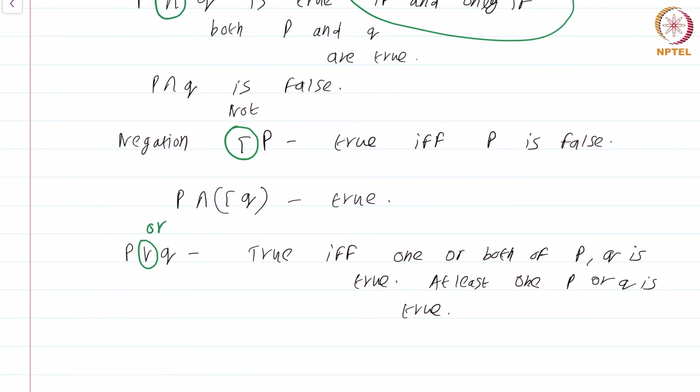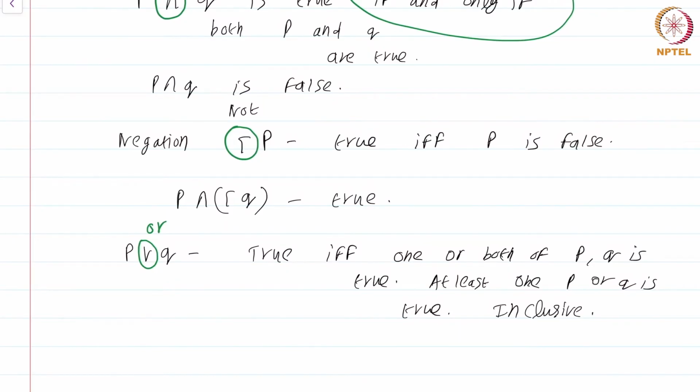Notice that the mathematical OR is always inclusive. Even if both things are true, the statement P or Q is still true. In English, sometimes we use inclusive OR, sometimes we use exclusive OR.